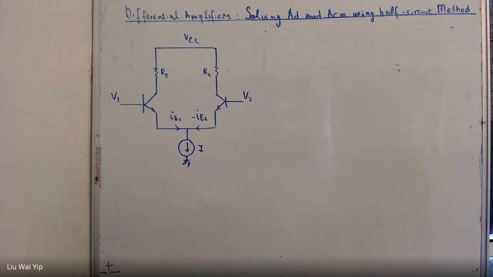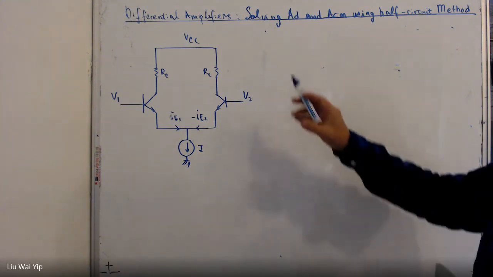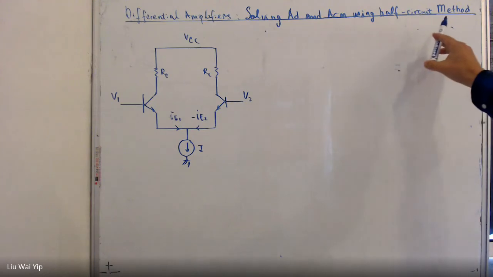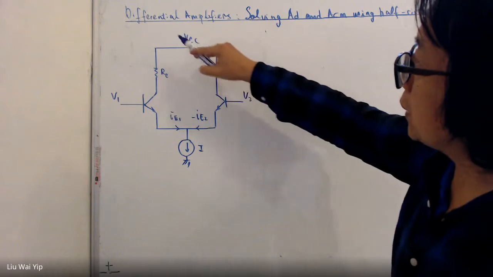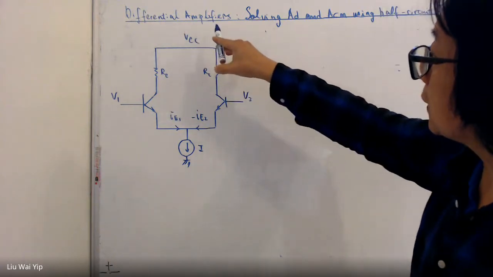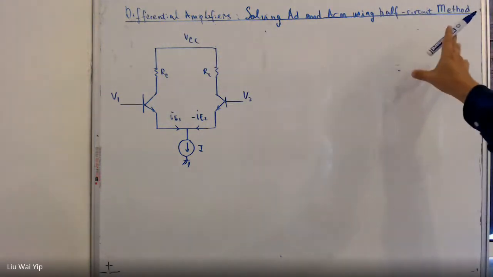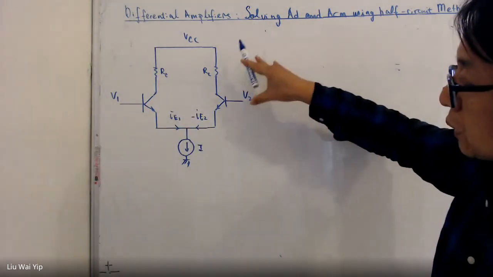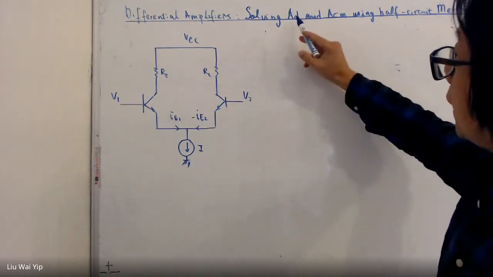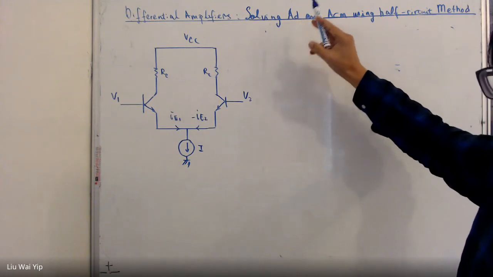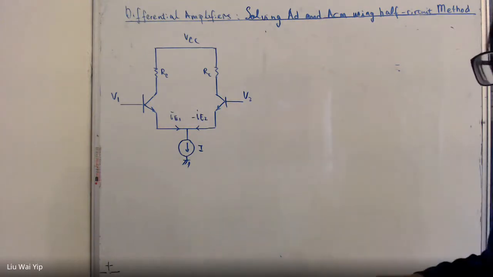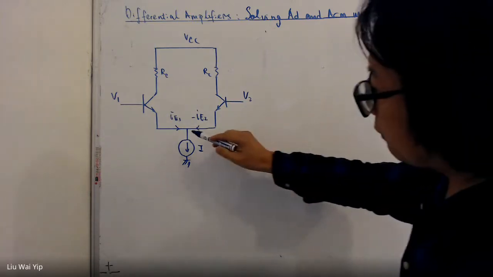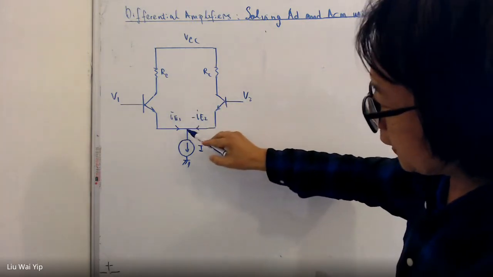Hello everyone. In this video, we are going to use half circuit methods to solve the problem of differential amplifiers. And we are going to use the method to derive AD, the differential mode gain, and ACM, the common mode gain. And to begin with, we need to realize this point here.